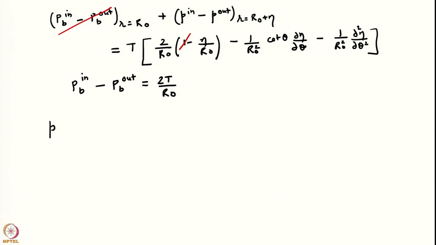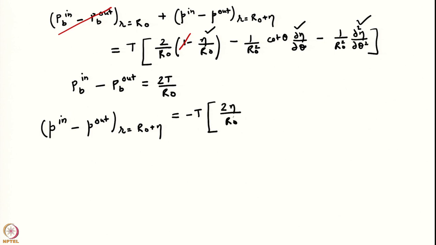So, we are left with just the perturbation pressures, which in general have to be evaluated at R0 plus eta, but we will soon argue using Taylor series that these perturbation pressures have to be evaluated at capital R0 and not R0 plus eta, but let us come to that later. You can see that in all the three terms, all of them have a minus sign. So, I can pull the minus sign outside and then write this as twice eta by R0 square plus 1 by R0 square cot theta del eta by del theta plus 1 by R0 square del square eta by del theta square.